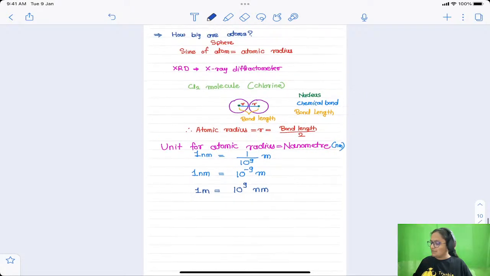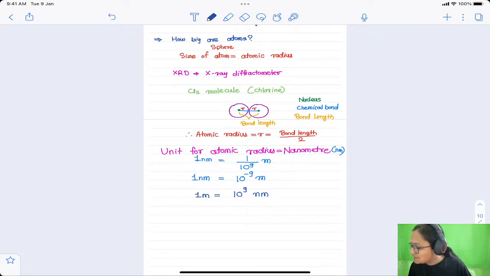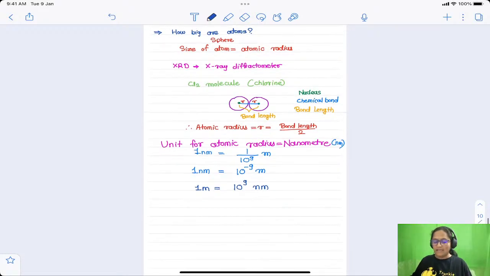Okay, now just do one thing, just take a screenshot of this page. Take a screenshot of this page first of all. Okay, I hope you have taken a screenshot.